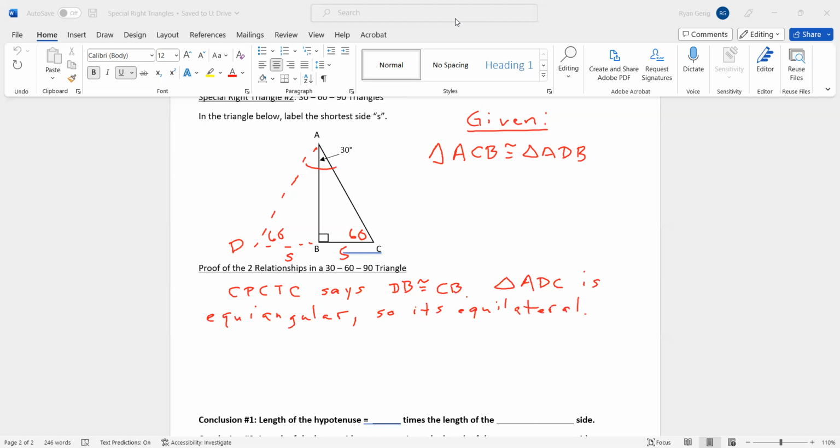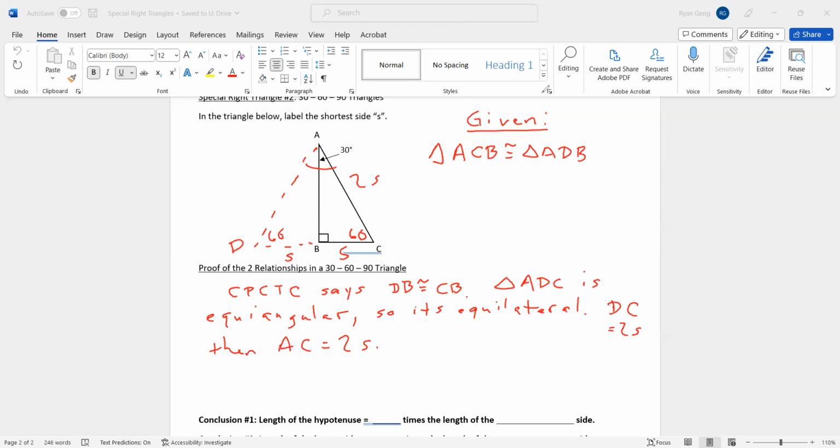Well, if it's equilateral and DC equals 2S, right? DC from D to C is S plus S, which is 2S. Then AC is also 2S. And there is your first relationship. Okay, and let me spell out what I just said there.